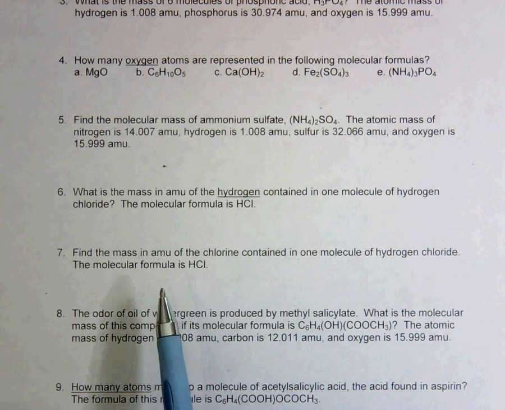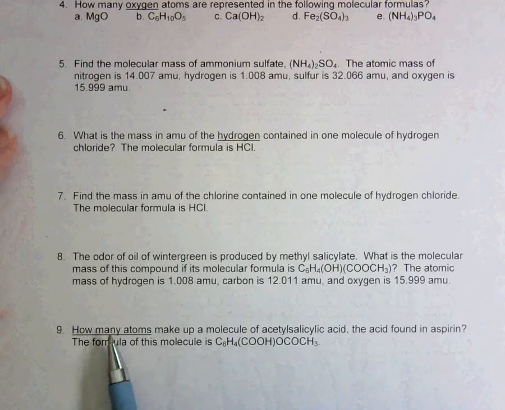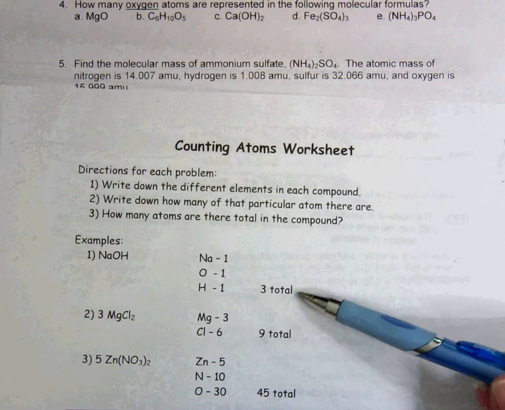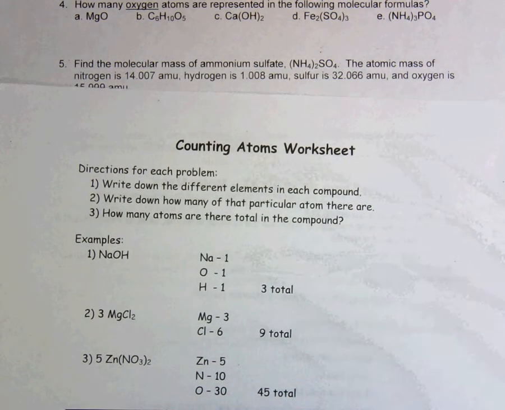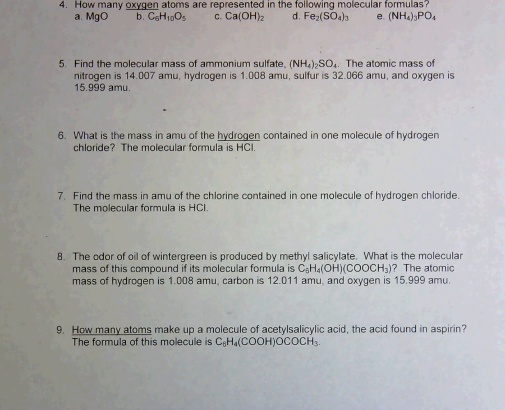It's a very simple question. Don't make it harder than it is. Here it's asking for the molecular mass of this great big compound. Make sure you add them all up. And the last one is just asking how many atoms there are total. This is just like you did in the counting atoms worksheet where you told the total number of atoms in the entire compound. If you do still have any questions about this worksheet, please come ask me.